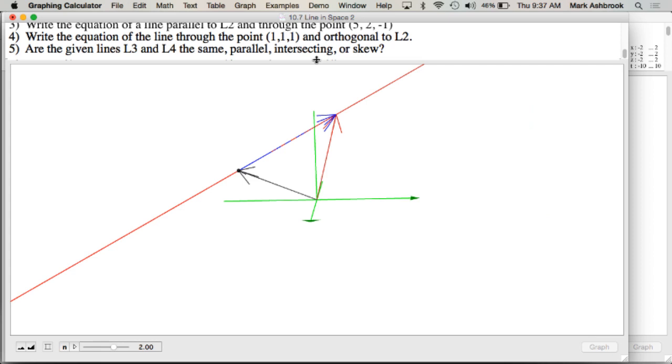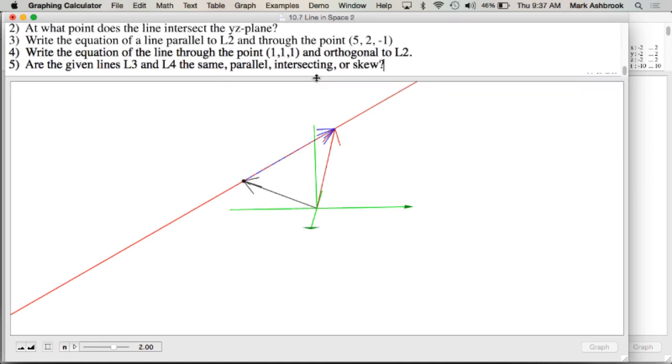So let's see, I guess I'm calling L3 was from number 3, and then L4 is from number 4. Oh, wait a sec. No, that's a different set of lines. Okay, so for number 5, I have a new set of lines for you. So we'll call this one L3. We'll call this one L4. And then we'll call these L5 and L6.